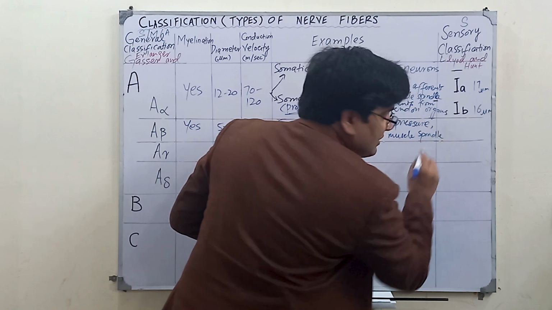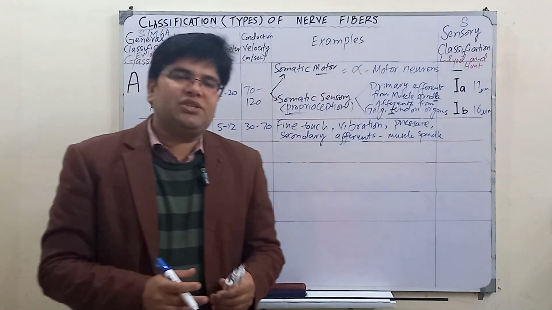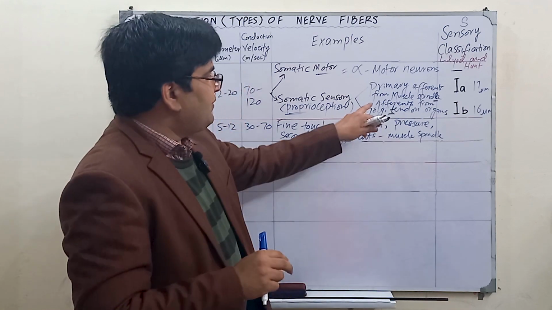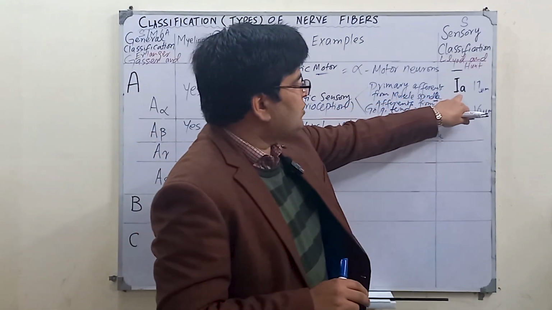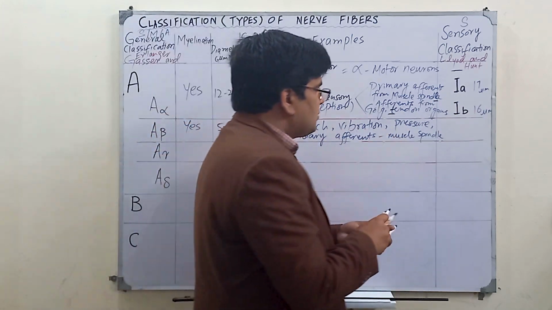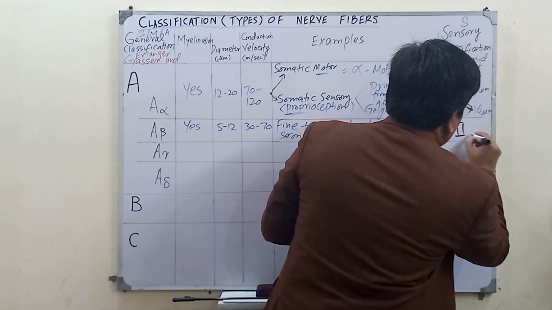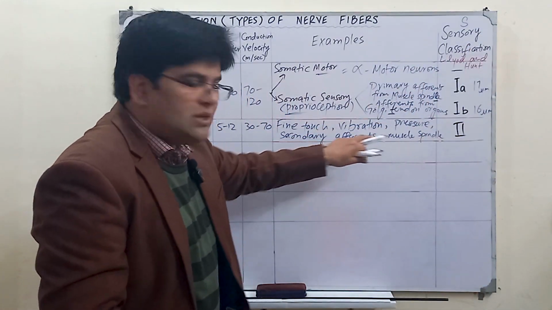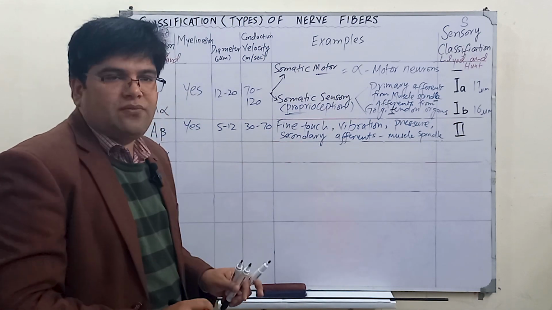I have already mentioned muscle spindles. These are receptors to detect change in length of a muscle. They have two kinds of nerve supply: the primary afferent nerve signals, which belong to category 1A, and the secondary afferents, which belong to category 2 under the sensory classification. And all these signals are carried by A beta types of nerve fibers.